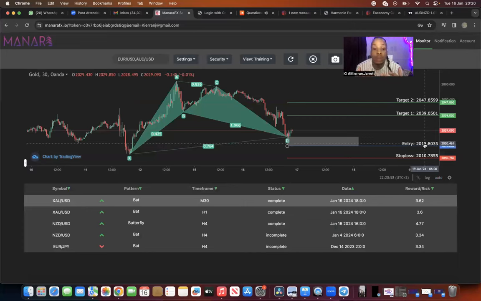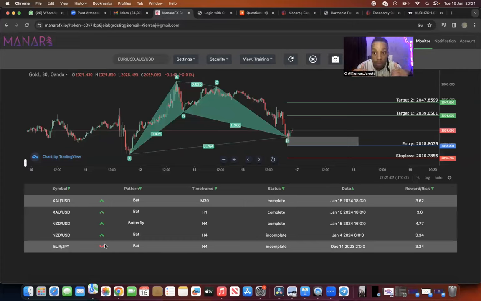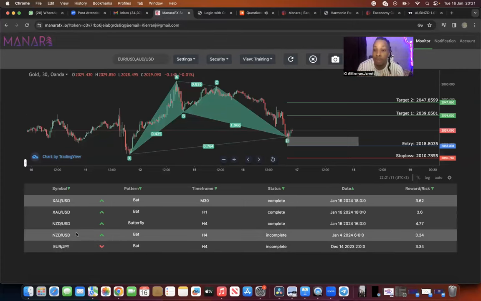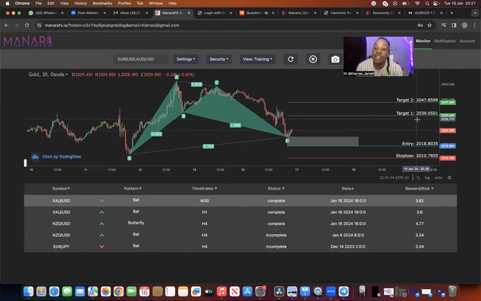Now, how do we know it's a buy? Several reasons. One, it has a buy arrow, and it's also green. Green means buy. Red arrow means sell. That's confirmation number one that it's a buy. Number two, let's say you didn't see, you're colorblind. Let's say you're colorblind. Is the target one and two above entry? Yes. So that means it's a buy.